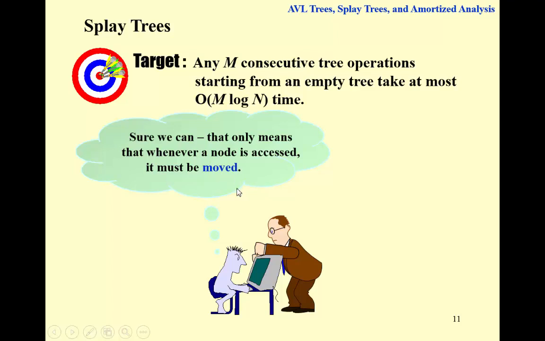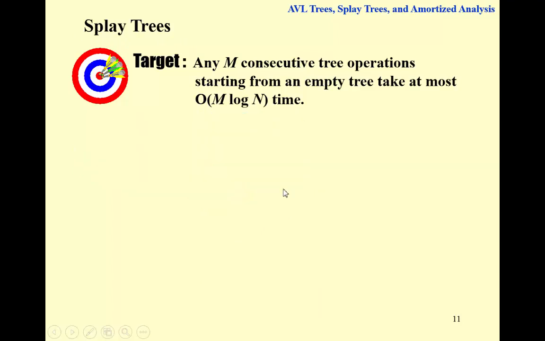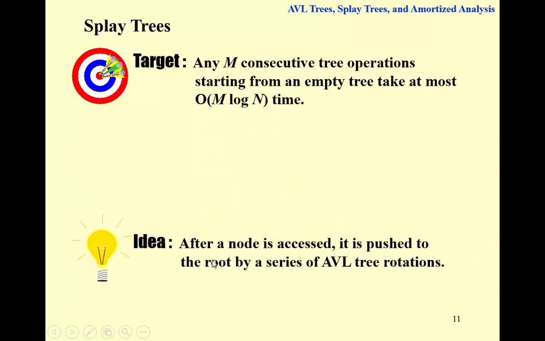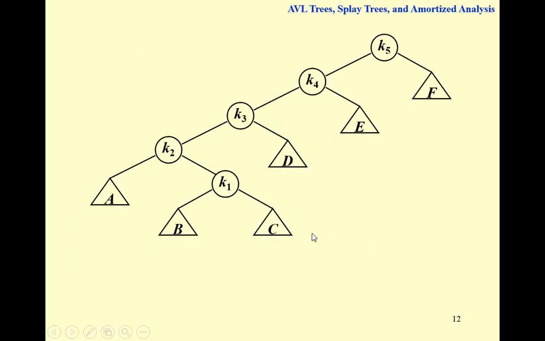But to where? The solution given by the splay tree is this. The idea is, after a node is accessed, no matter where that node is, it is pushed up to the root by a series of AVL tree rotations. So that's why we say that splay tree is closely related to AVL tree. It's weaker than the AVL tree, but it uses AVL tree rotations. And the next question is how? We know that we have at least two kinds of AVL tree rotations. What if we only use single rotations?